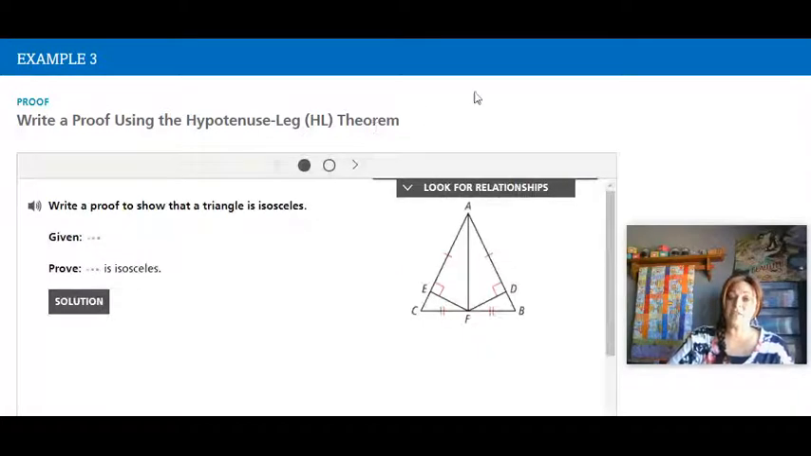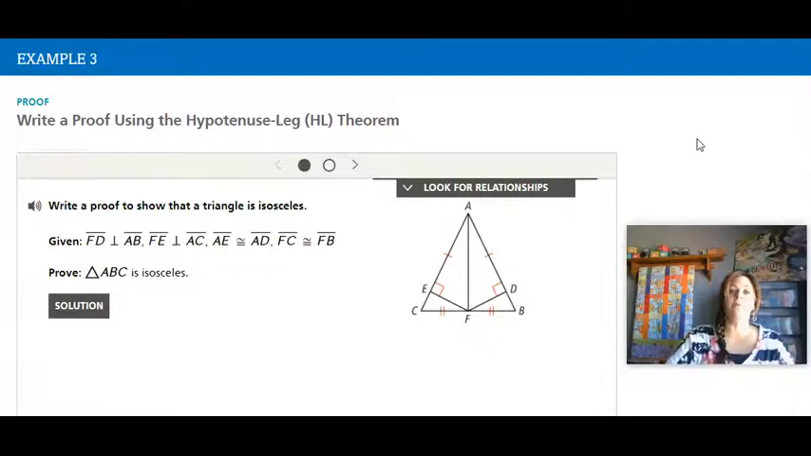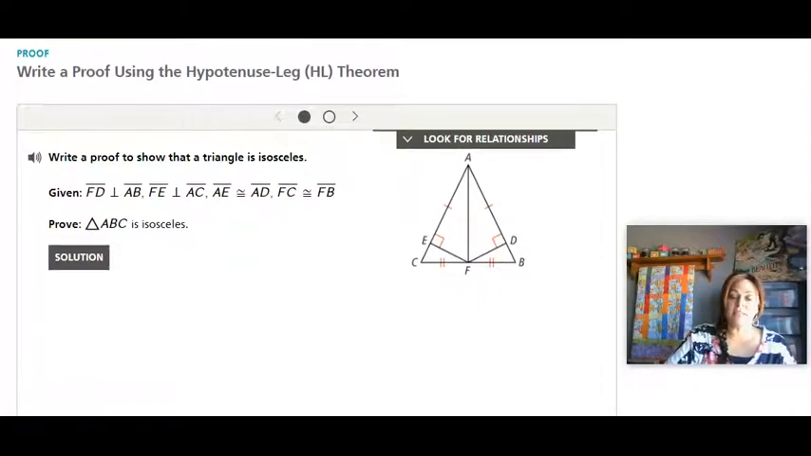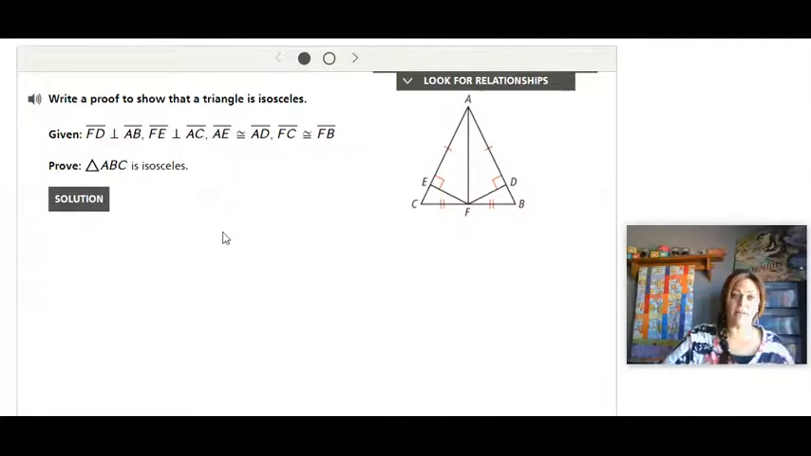Writing a proof. These proofs are kind of long, but that's okay. We'll go through them. And when I go through these, hopefully you can see them. And I might write on this visual to help you see a little bit better. So FD is perpendicular to AB. Notice that right angle.